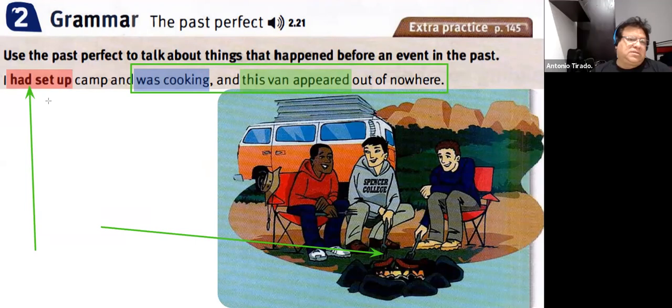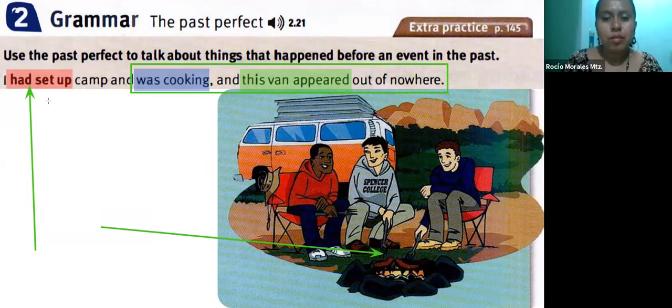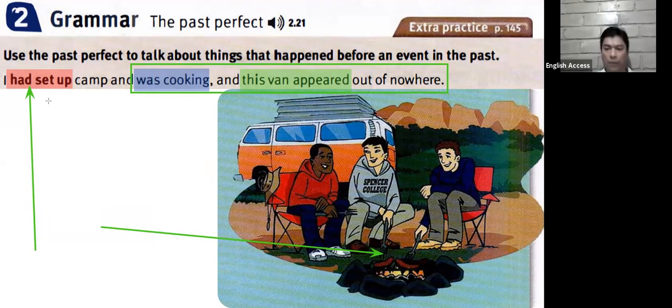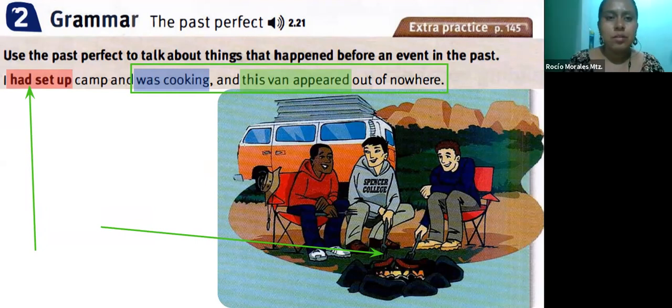Then he started cooking. Ten minutes after he started cooking, he was still cooking and the van appeared. Correct? All right.